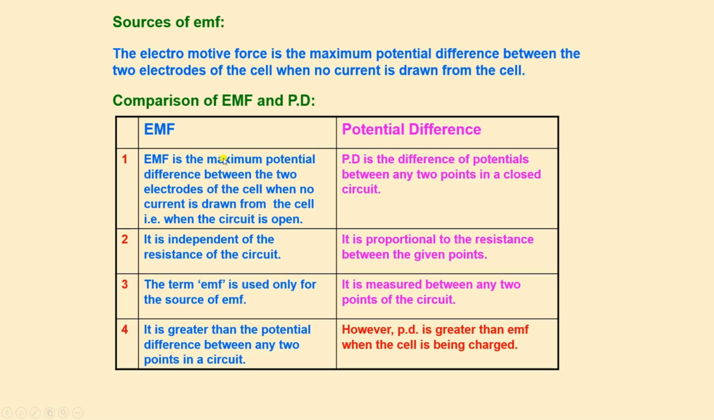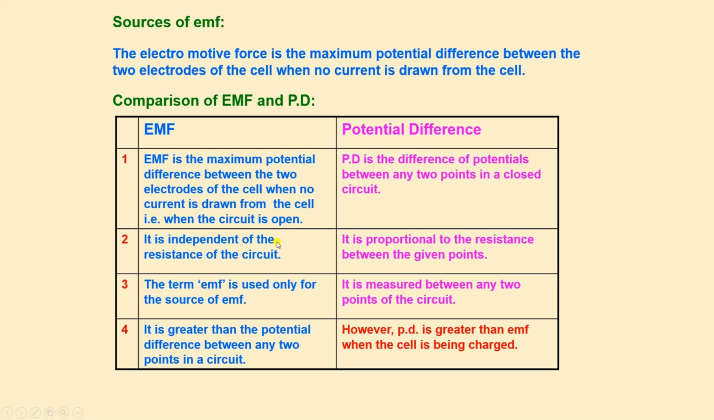EMF is the maximum potential difference between the two electrodes of the cell when no current is drawn from the cell, or we can say when the circuit is open. And the potential difference is the difference of potential between any 2 points in the closed circuit.